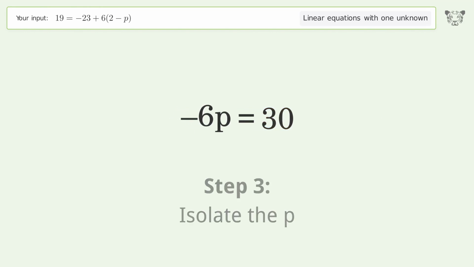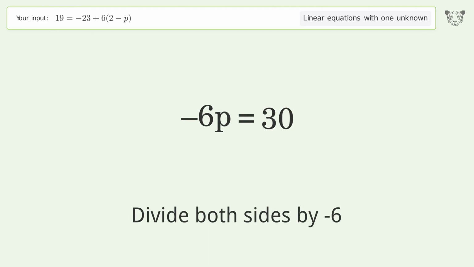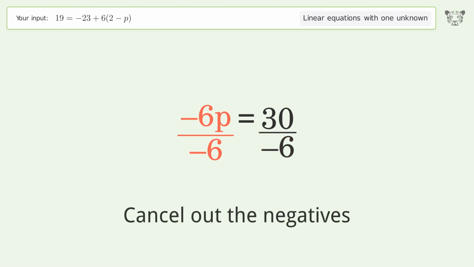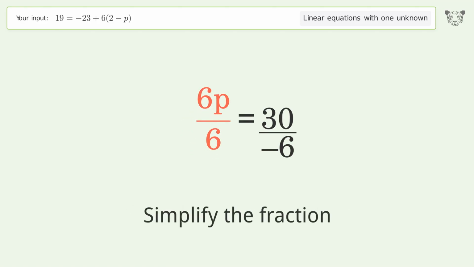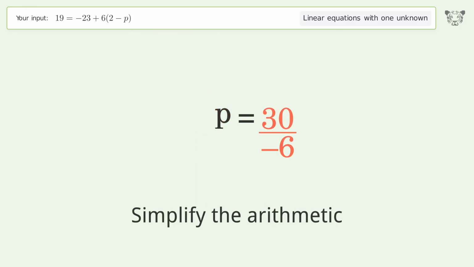Isolate the p. Divide both sides by -6. Cancel out the negatives. Simplify the fraction. Simplify the arithmetic.